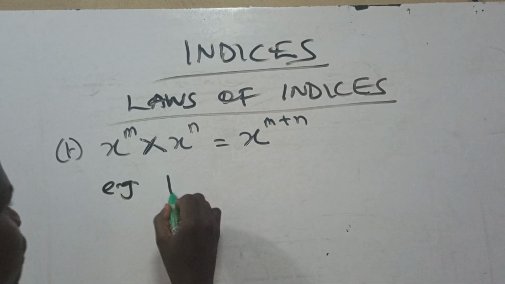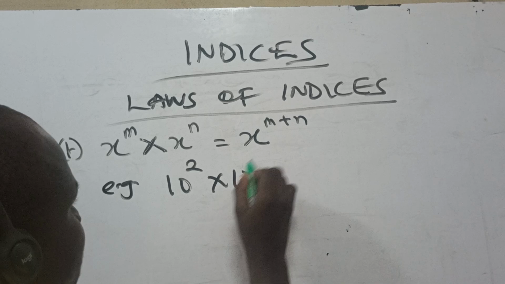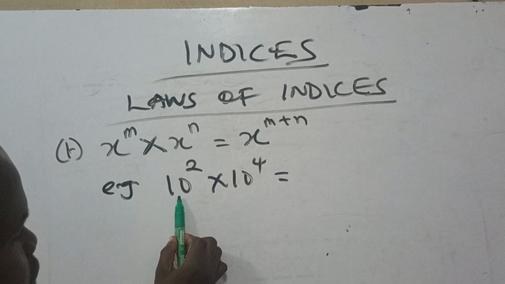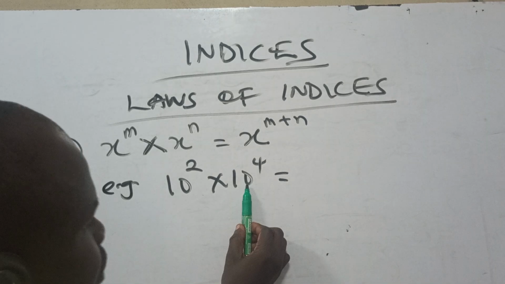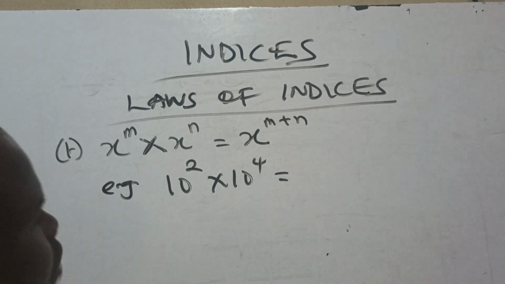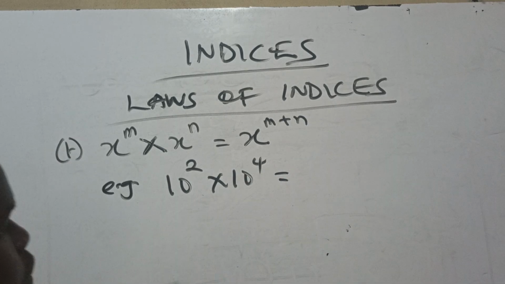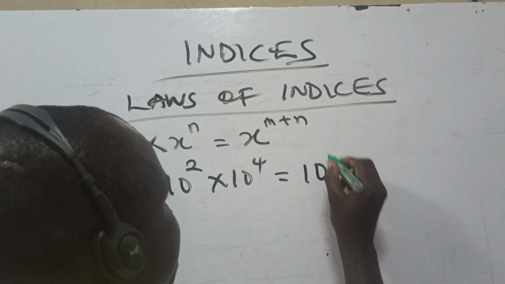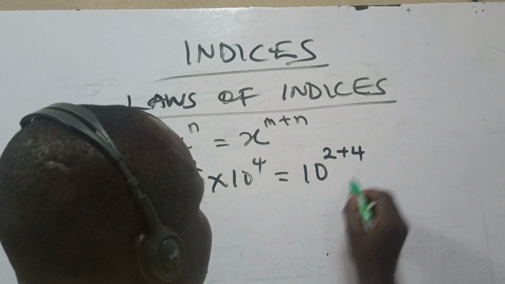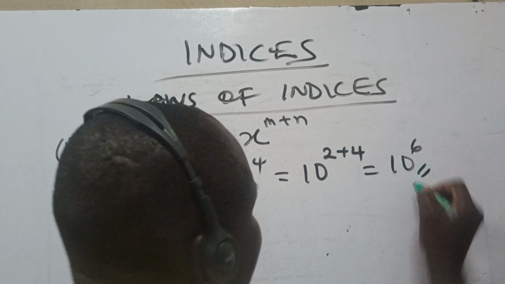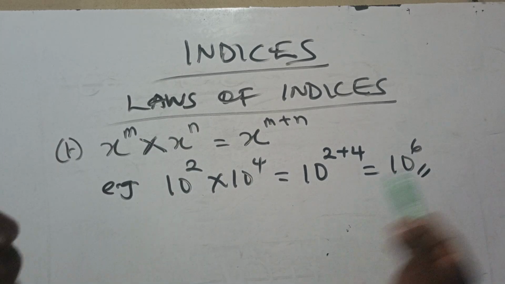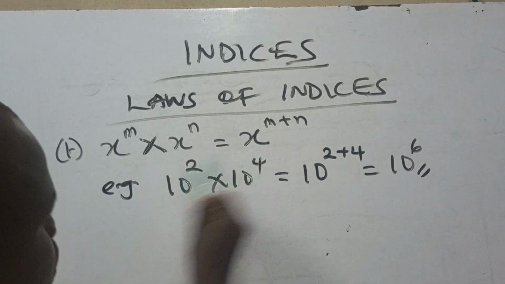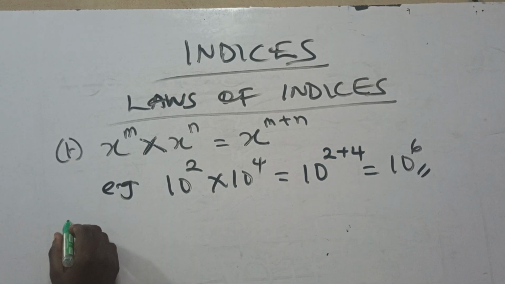For example, when you have 10 raised to power 2 times 10 raised to power 4, of course, you know this one is 100 and this is 10,000. How do you multiply this without a calculator? If you just want to get the answer in a shorter form, this is the same thing as 10 raised to power 2 plus 4. And that gives us 10 raised to power 6. And of course, we know that 10 raised to power 6 is 1 million. So with this law of indices, we'll be able to solve this type of problem in a very short time.